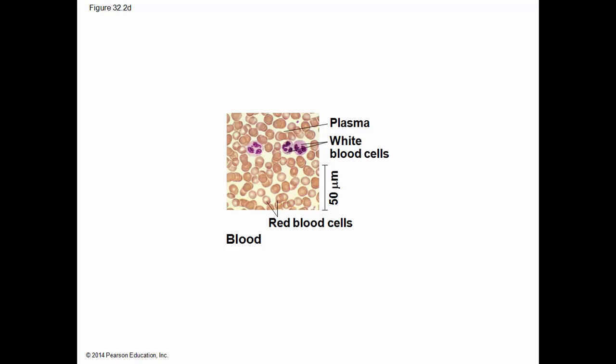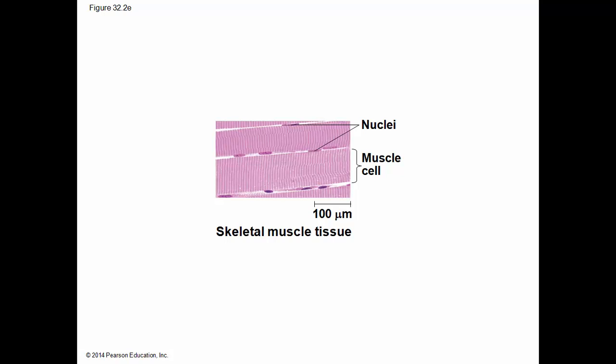Okay, here's the blood. The blood is the connective tissue. It's got the plasma, the white blood cells, the red blood cells. These are all different forms of blood, which are also considered connective tissue. Here's the skeletal muscle tissue.